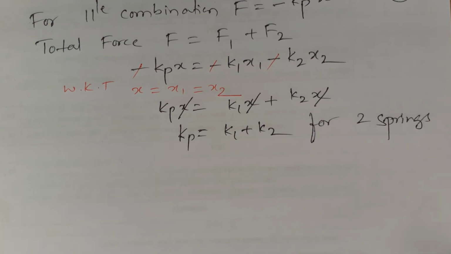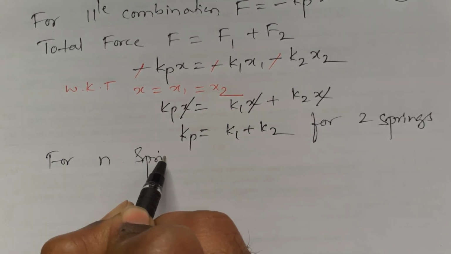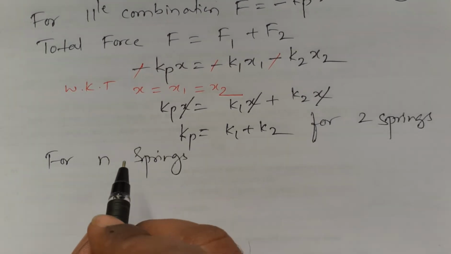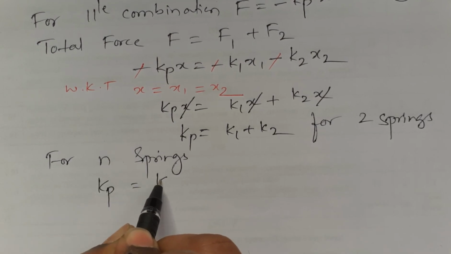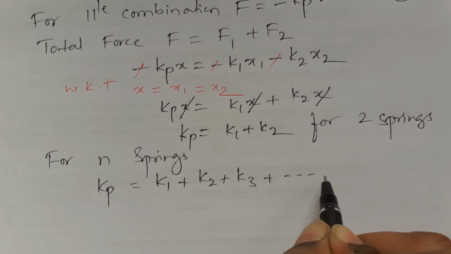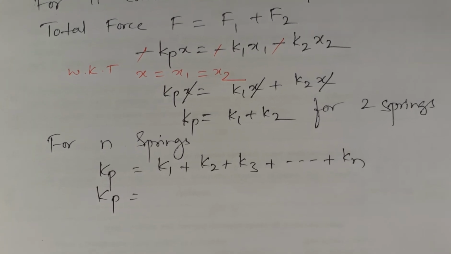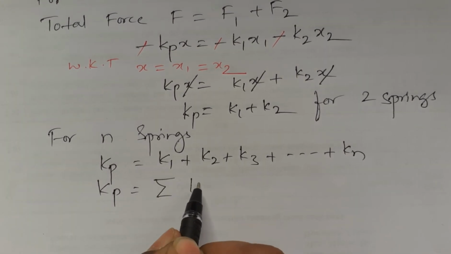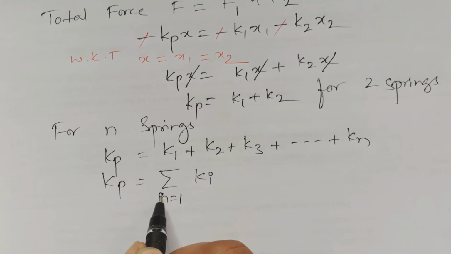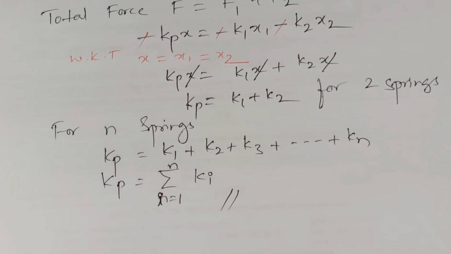For 3 springs it is k1 plus k2 plus k3. For n springs we have Kp is equal to k1 plus k2 plus k3 plus till kn. We can write this in the form of summation of ki, where i is running from 1 to n. So this is the spring constant of springs in parallel combination.